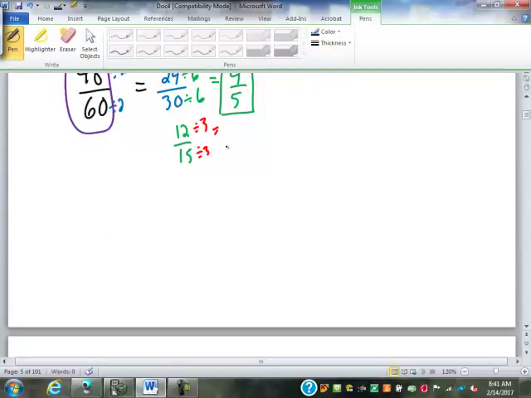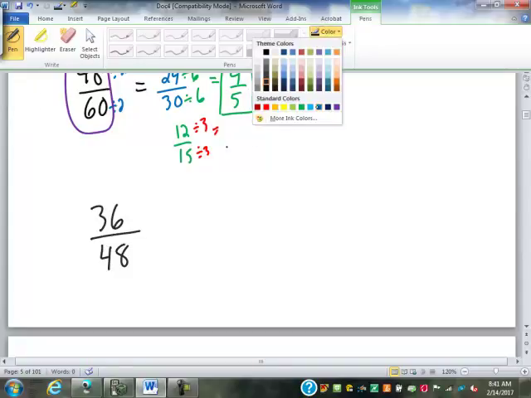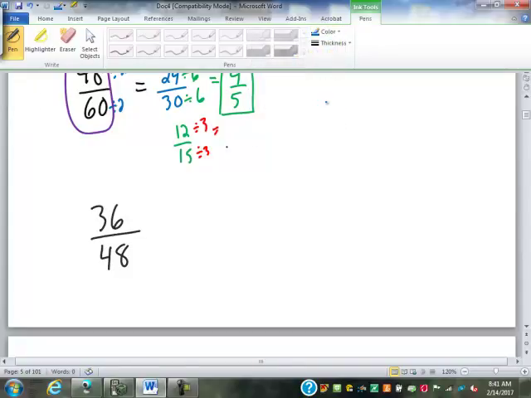So we might have 36 out of 48. Tell me what to divide them both by. 2 for sure. Okay, what do we get? 36 divided by 2? 18. 48 divided by 2? 24. Then what?